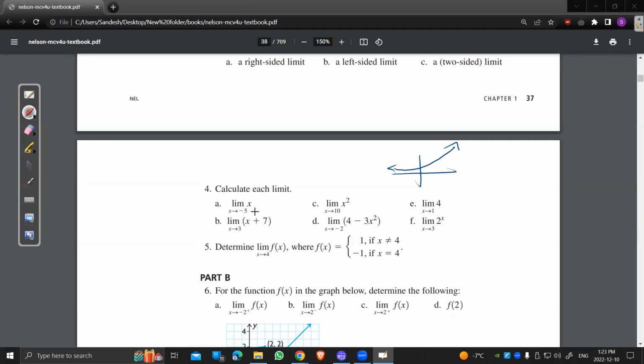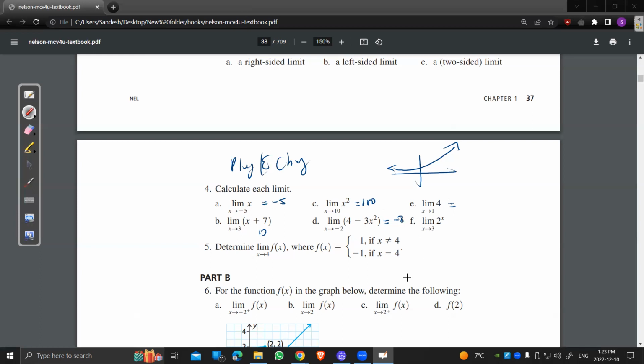Look at this first one. I'm just going to plug x as -5. -5 is the answer. For b, this is what I like to call plug and chug. Basically plug it in, and it's going to work out sometimes. Most of the times it does not. So the next one is also, it's going to work out for all of these because everything here is continuous. 4 minus 3 times 4. So -8.